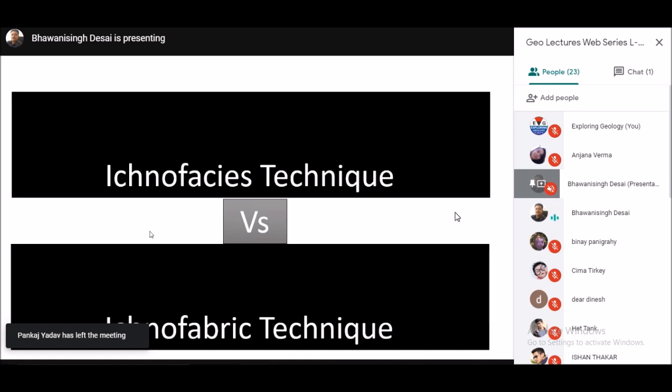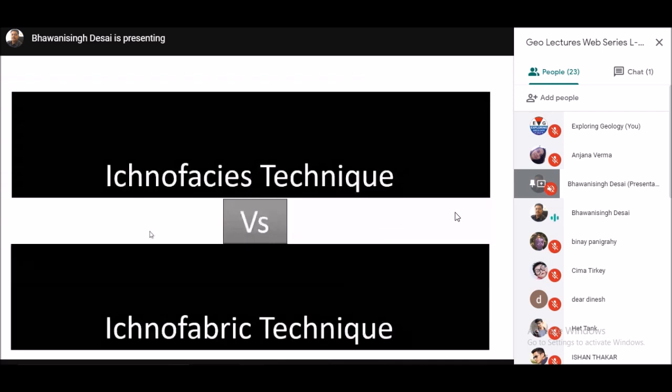Based on this resolution, there are two common techniques available. One is the ichnofacies technique and the other is the ichnofabric technique. We'll see them one by one. Both techniques have their own advantages and disadvantages. It depends on what aspects you want to study.